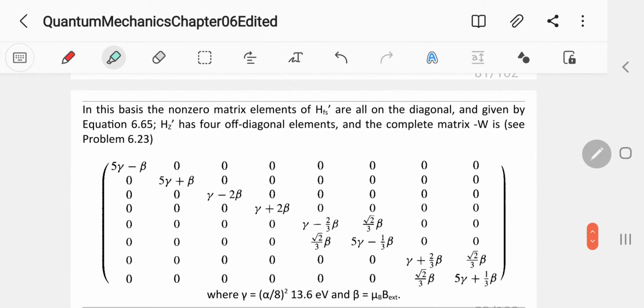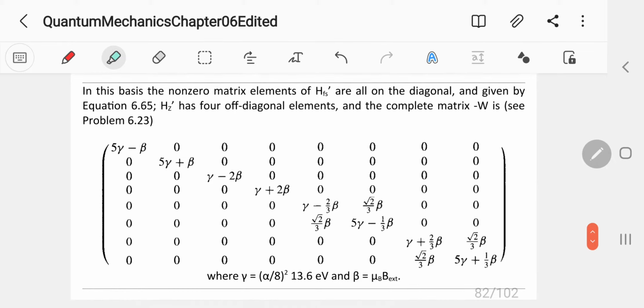So in this basis, the non-zero matrix elements of the H fine structure perturbation are all on the diagonal, and given by equation 6.65. You can go back to the previous lecture for this. HZ prime has 4 off-diagonal elements, and the complete matrix W, if we had solved problem 6.23, would be given by this. We will be able to achieve this matrix.